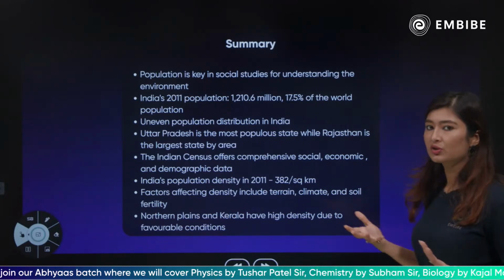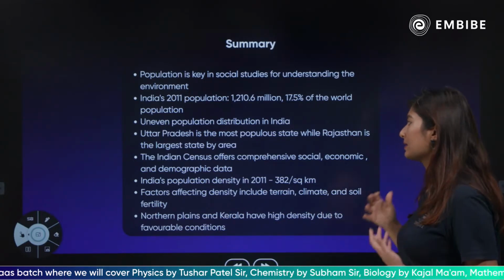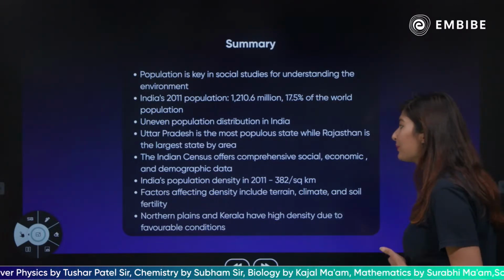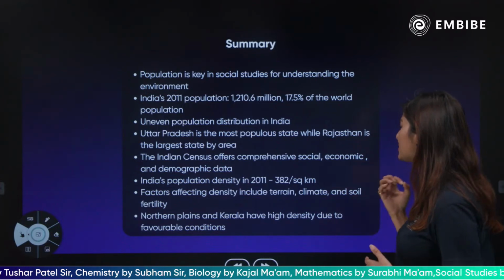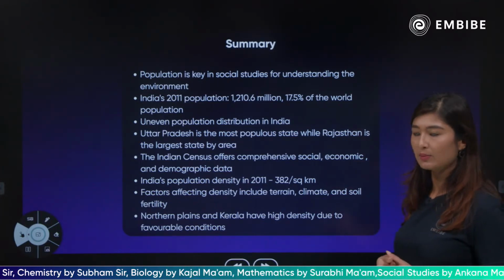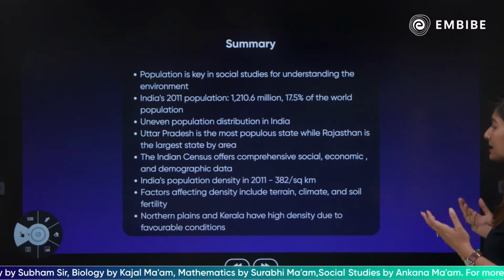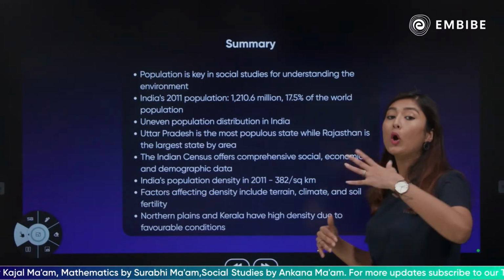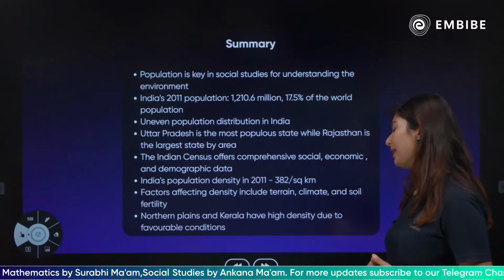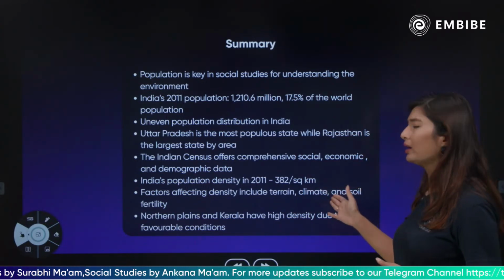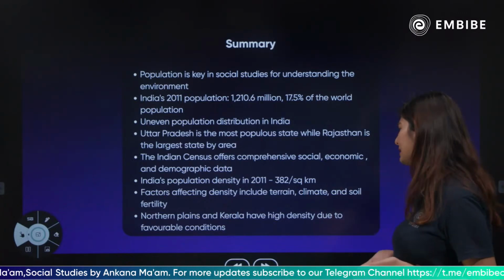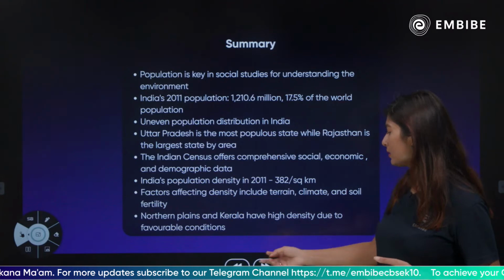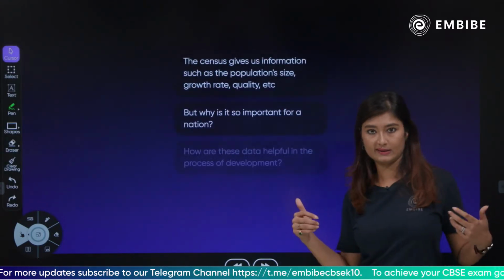Uneven population distribution in India, we have understood. Uttar Pradesh is the most populous, while Rajasthan is the largest state by area. The Indian census offers very detailed social, economic and demographic data to us about the population and its people. India's population density in 2011 was 382 per square kilometer. Factors affecting the density are terrain, climate, soil fertility, etc. Northern plains and Kerala have high density because of the favorable conditions of these.